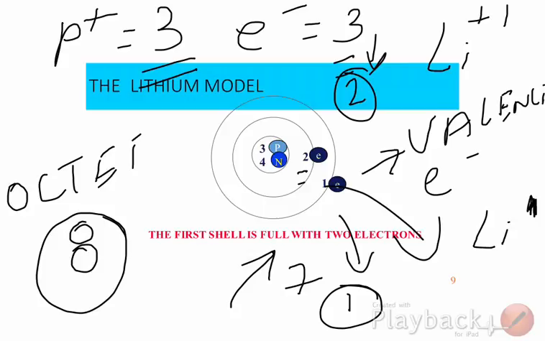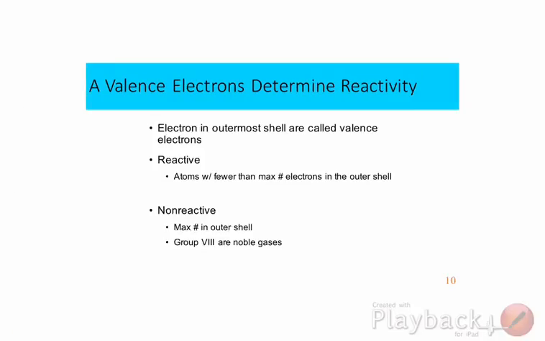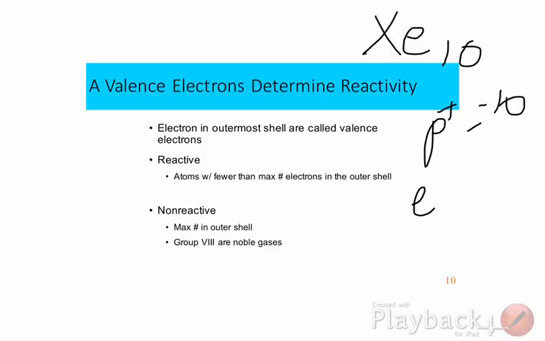Again, the same point repeated: electrons in the outermost shell are called valence electrons, and atoms with fewer than the maximum number of electrons in the outermost shell will determine how reactive it is. Now there are some elements, for example xenon and radon. Let's see, neon. The atomic number is 10. The number of electrons is 10.